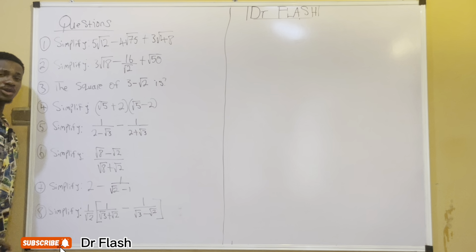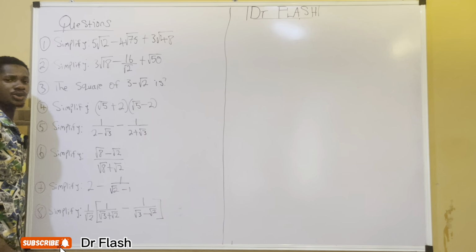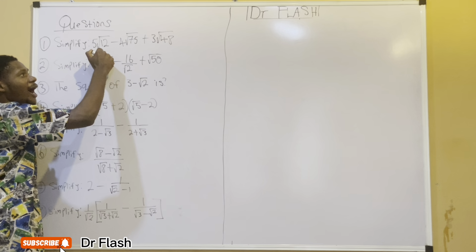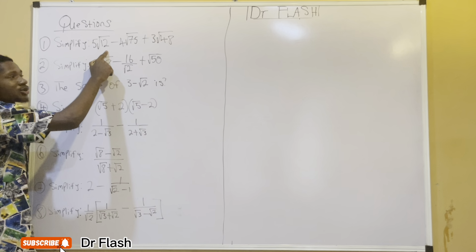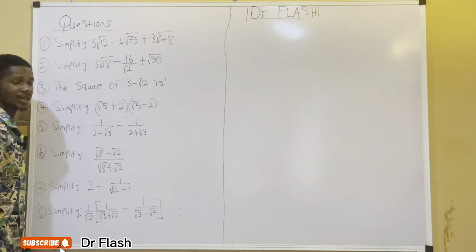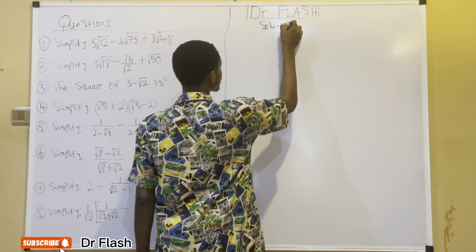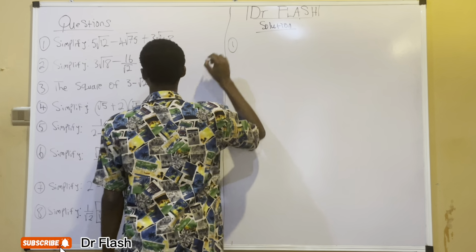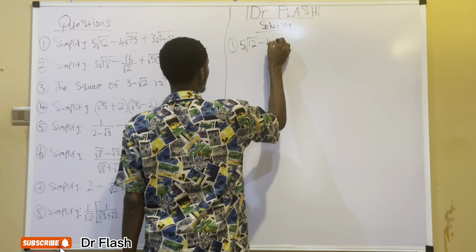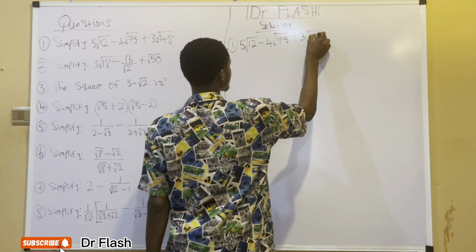Now for a problem like this, here's how you solve questions on Surds. Since all of them have square roots, we are going to try and reduce all the numbers to see if they can have a common square root, like making them have square root of 2, square root of 2, square root of 2, or square root of 3, square root of 3, square root of 3, depending on the numbers that are given. So I'm going to start the solution. For the first question, we have 5 root 12 minus 4 root 75 plus 3 root 48.